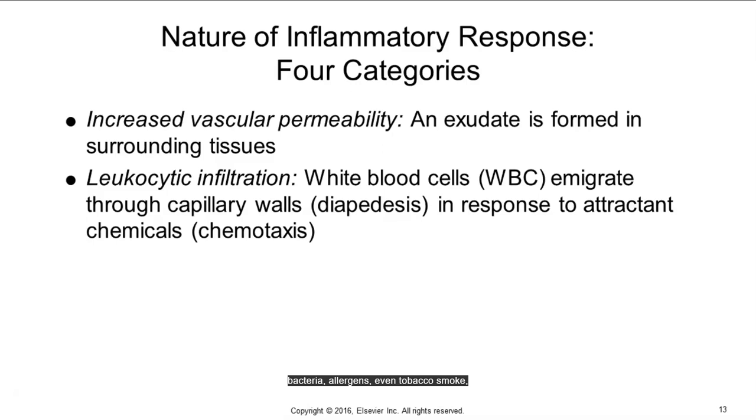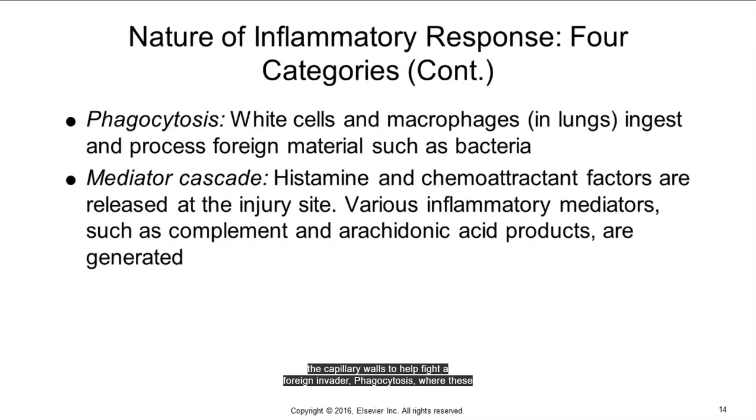To understand how the body tries to defend itself against a foreign invader such as bacteria, allergens, even tobacco smoke, we need to know the 4 categories of the inflammatory response. They are increased vascular permeability, where exudate forms in surrounding tissues, leukocytic infiltration, where the white blood cells migrate through the capillary walls to fight a foreign invader, phagocytosis, where these same white blood cells surround and try to ingest the foreign material, and mediator cascade, which results in histamine and other chemical mediators being released to try to destroy the invader.